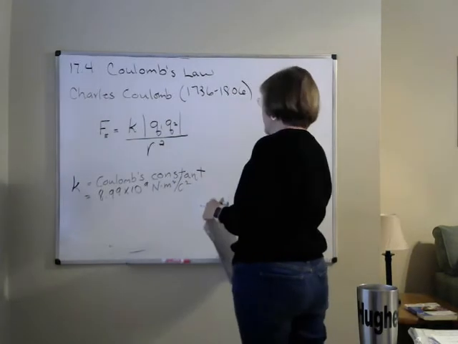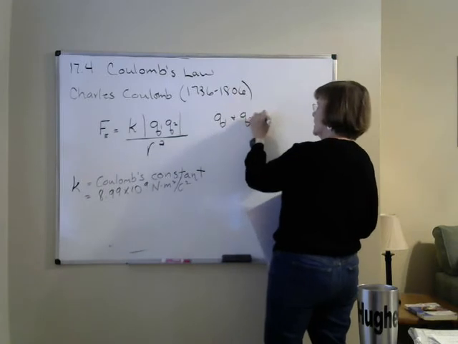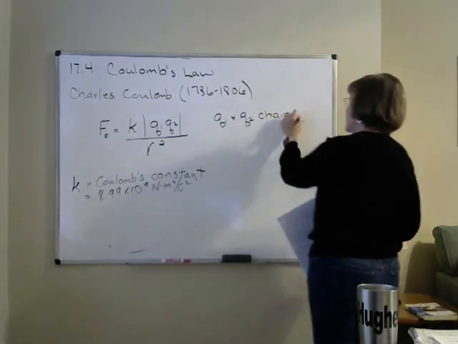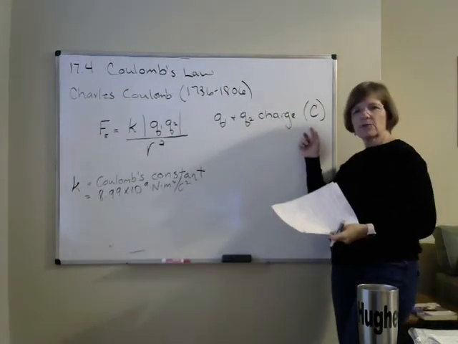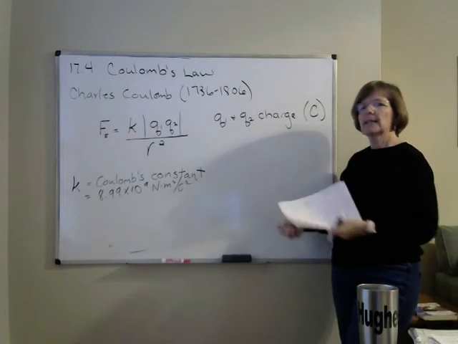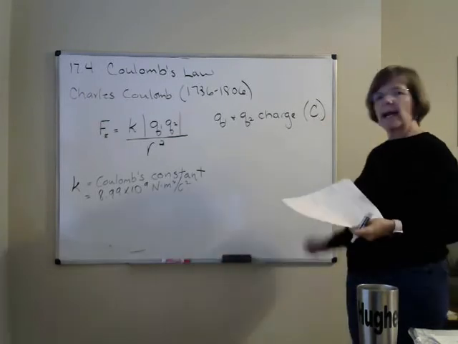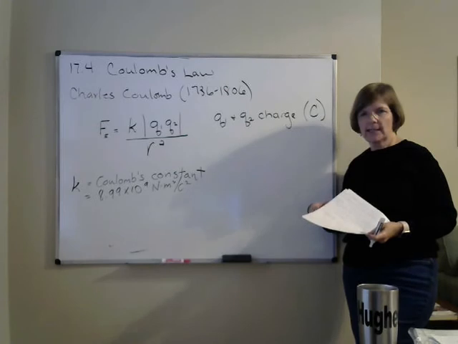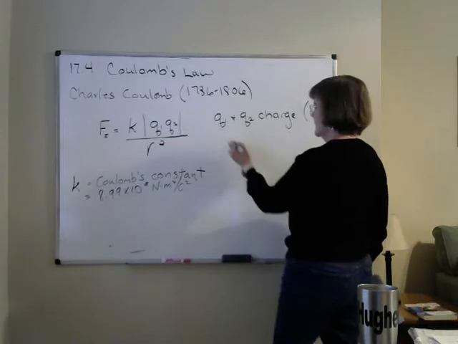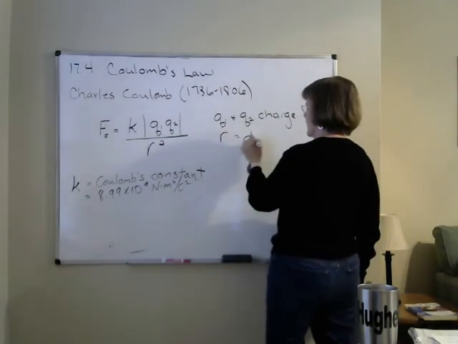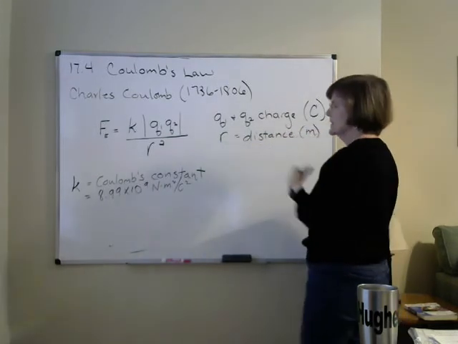We know that Q1 and Q2 are charges, and charge must be measured in terms of coulombs. I know we were just using capital C's last semester, talking about specific heat, calories, and all kinds of things, Celsius temperatures. But when we see just a capital C as a unit, that almost always means coulombs. R, of course, is the distance and has to be in meters. It's a distance between the charges. And K is this Coulomb's constant.